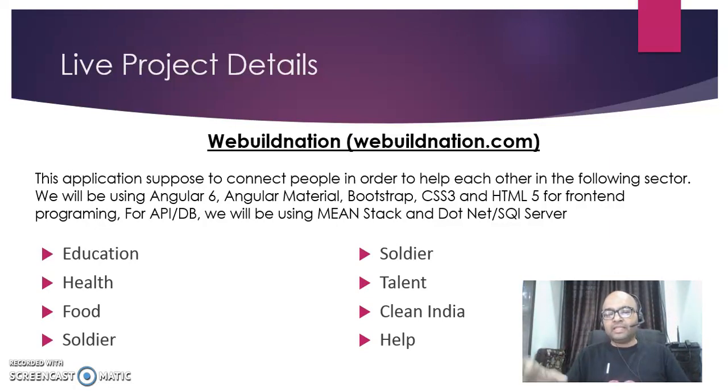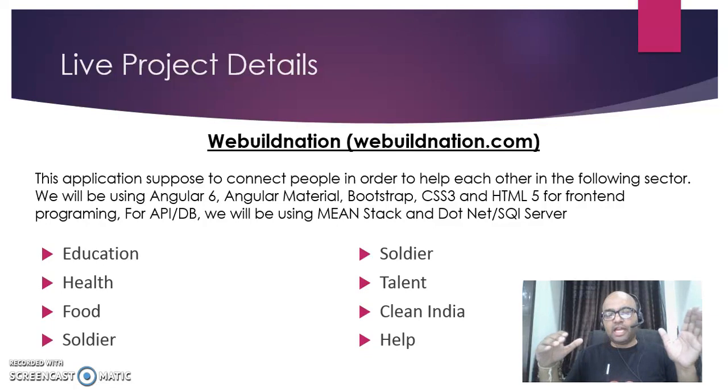Okay. Let's discuss the project more, what we have inside the project. As I said, this application is supposed to connect people to each other. These are the following sectors where we can connect to each other, and we'll discuss each and every part one by one, step by step. If you see the education part, there will be an application where we have menus, the categories at the top, a nav bar at the top, where we have education, health, food, soldier, talent, clean India, and help.